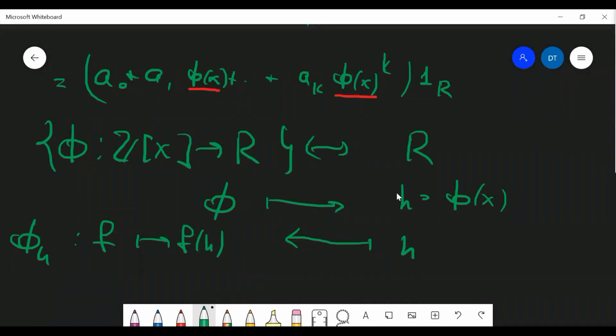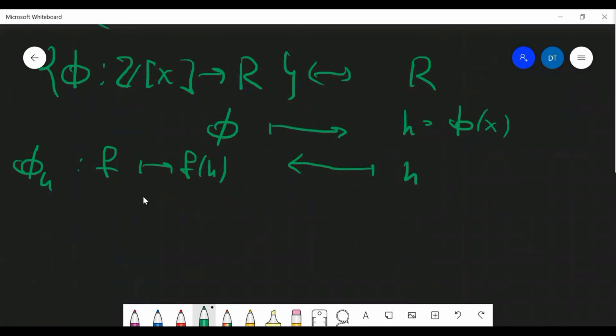So this is a bijection between the set of all homomorphisms from Z[x] to R and the elements of R. Let me explain both arrows below. First of all, let me discuss this arrow below. If I have an element here and I have a polynomial of this form, what does it mean that I substitute h instead of x? Well, I just do this. I just replace x with h, and I multiply everything by 1 of R.